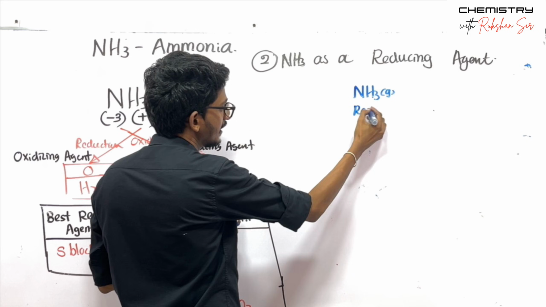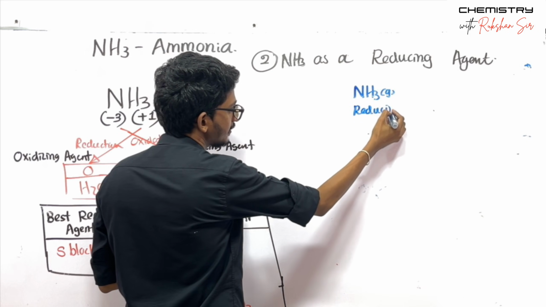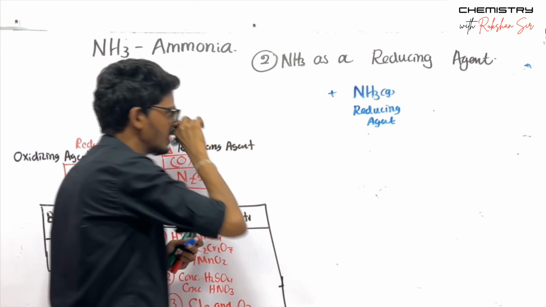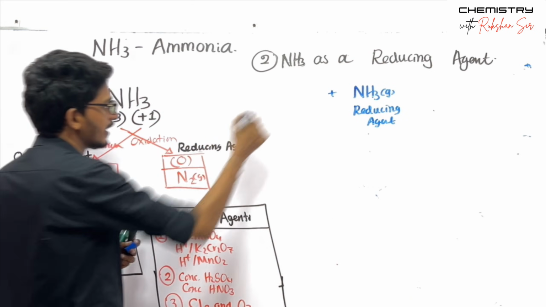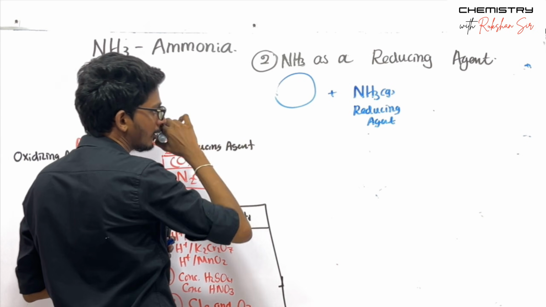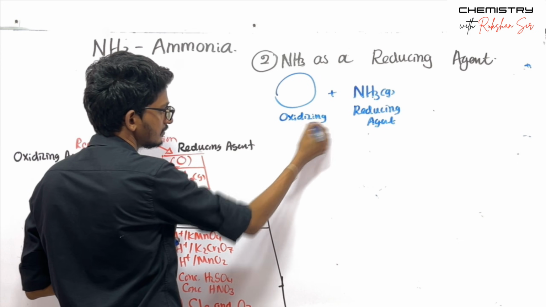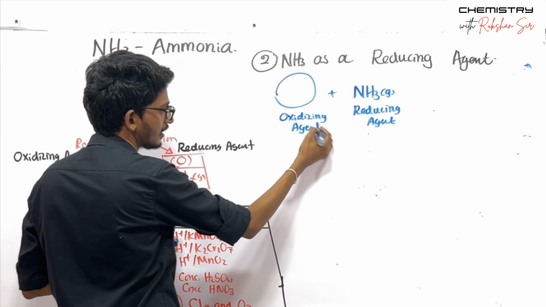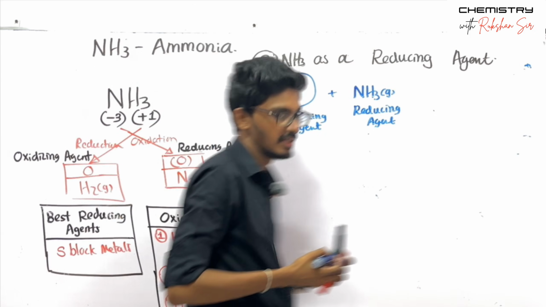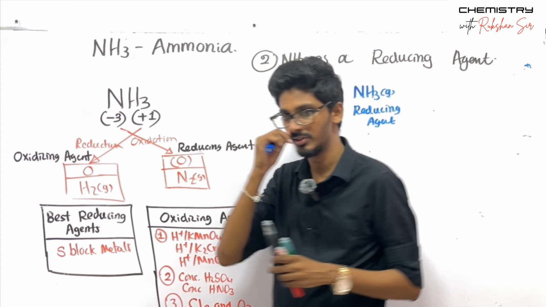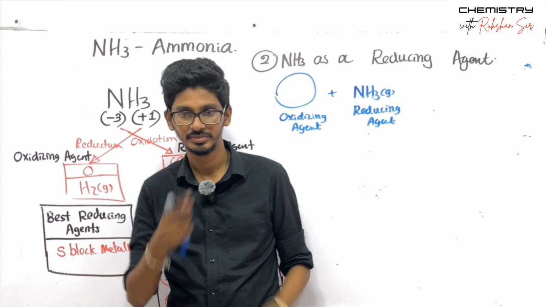As a reducing agent, if this guy is to act as a reducing agent, we have to write a reaction with an oxidizing agent. So if they have asked you to come up with an example reaction where NH3 behaves as a reducing agent, you are supposed to write a reaction with an oxidizing agent.